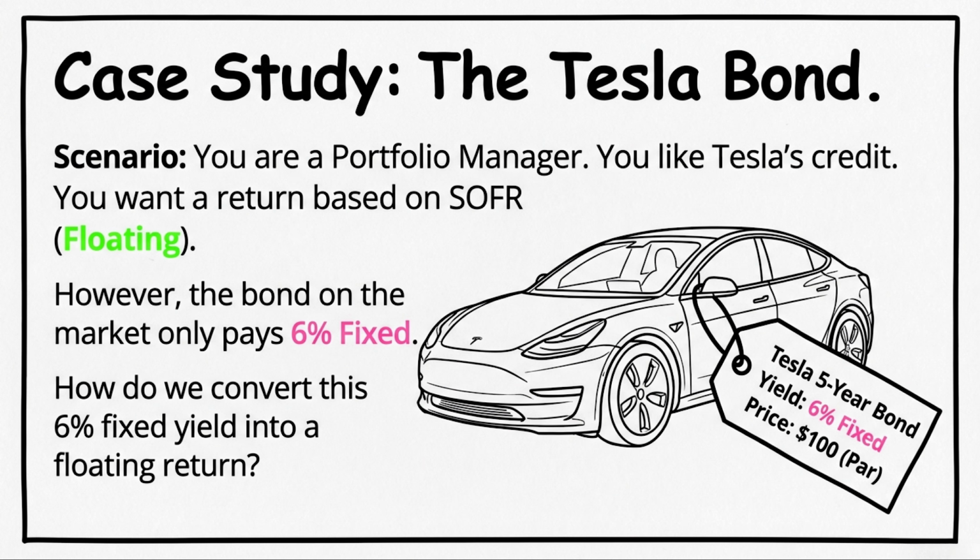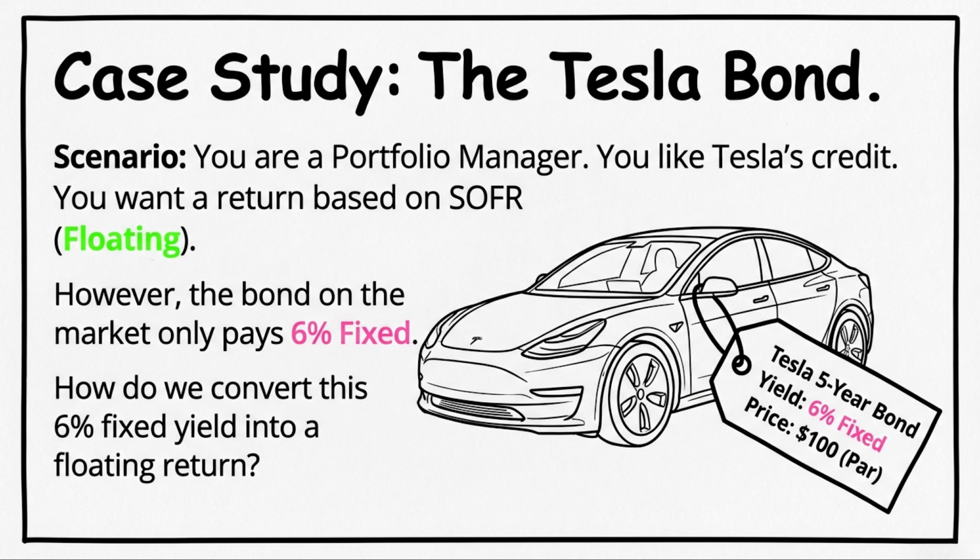Example 1. The vanilla asset swap. Let's move to a concrete example. This is the best way to learn. The scenario: imagine you are a portfolio manager. You see a bond issued by Tesla. Bond: Tesla 5-year bond. Coupon: 6% fixed, which will get paid annually. Price: trading at par, $100.